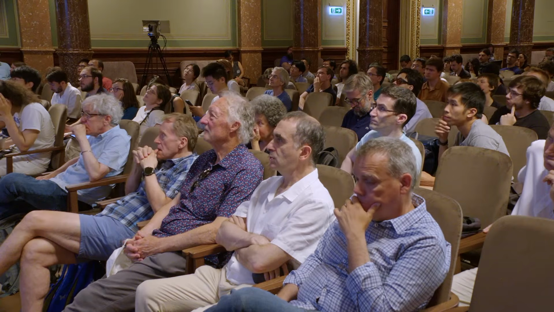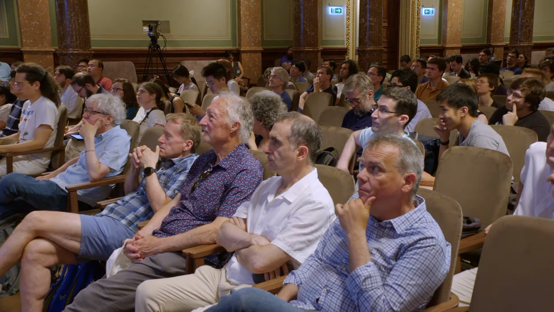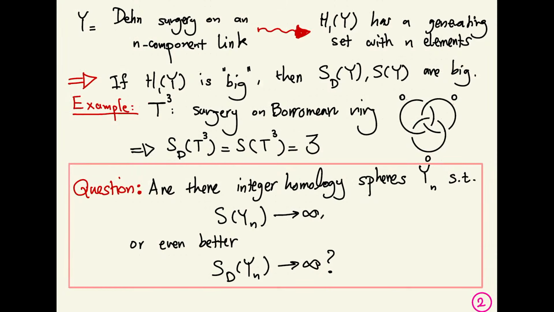There's a case where you cannot say anything based on homology, and that's the case of integer homology spheres. So in particular, it's natural to ask here if you can construct integer homology spheres where the surgery number of the three-manifold, or even better, the Dehn surgery number, is arbitrarily large.